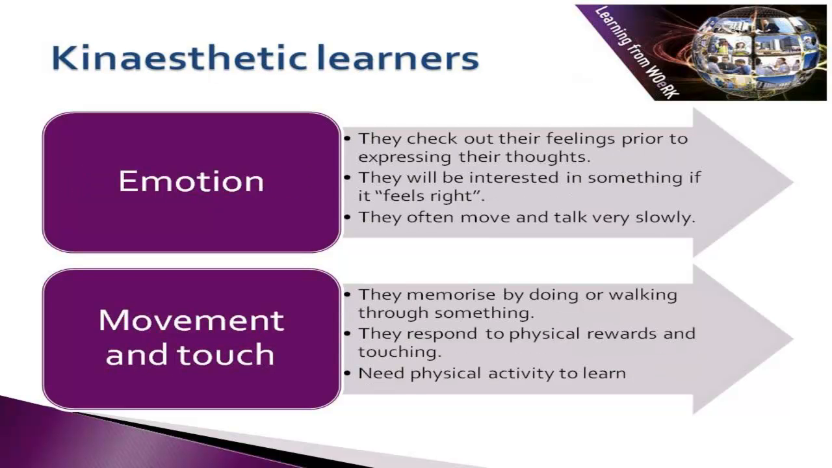Kinesthetic learners can also be subdivided. There are those for whom their feelings are very important, and when they're learning they will check their feelings before they accept the learning. As a result, they will often move and talk slower than the other 2 styles. And it's also important to give them more time when you're communicating with them to allow them to check their feelings. Then there are those for whom movement and touch are important. They memorize by doing or walking through something. They respond well to physical rewards and touching, and need physical activity in order to learn.